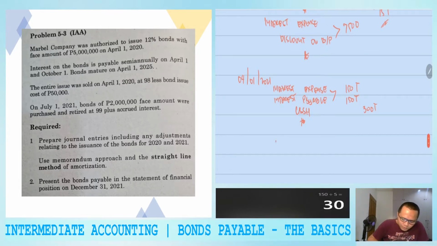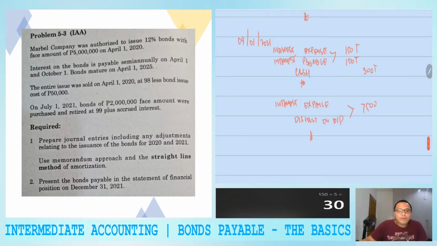Then amortization: debit interest expense, credit discount on bonds payable. Again, that is for 3 months because we have already recognized December. Okay?